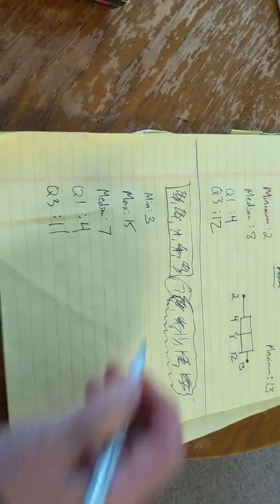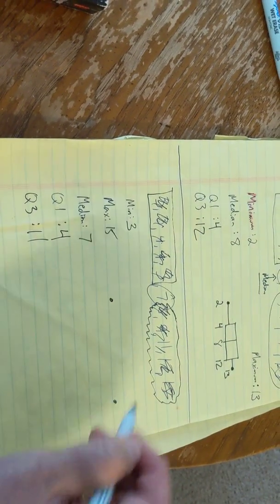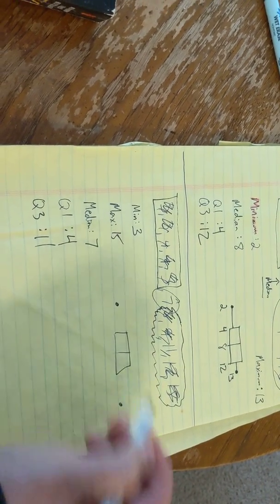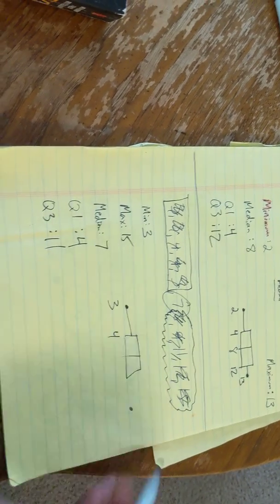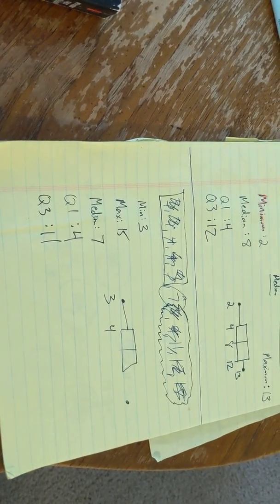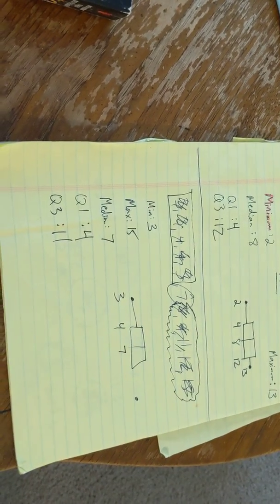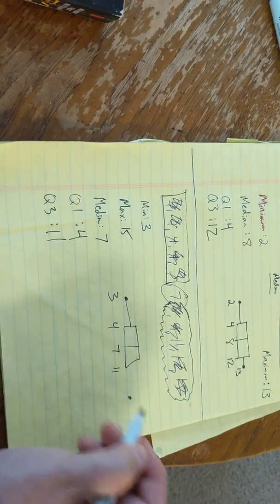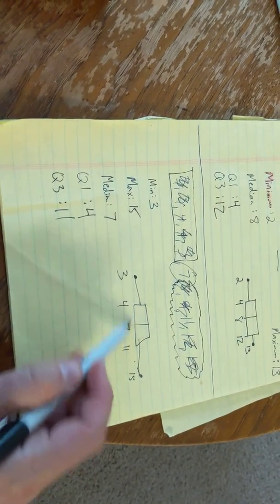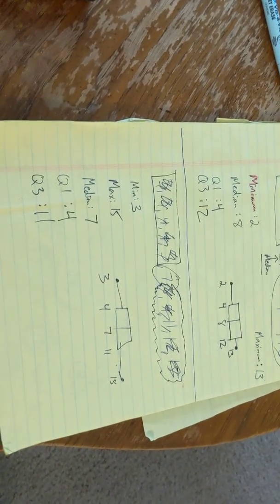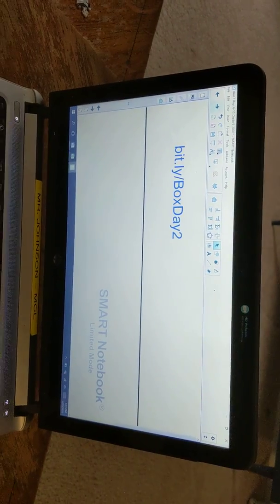So now I have my points. I have my minimum. I have my maximum. I know what my box is going to look like. Minimum score is 3. Q1 is 4. Median, 7. Q3, 11. Max, 15. I have my box. I have my whiskers.